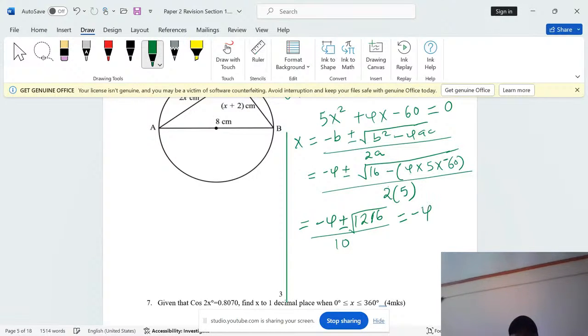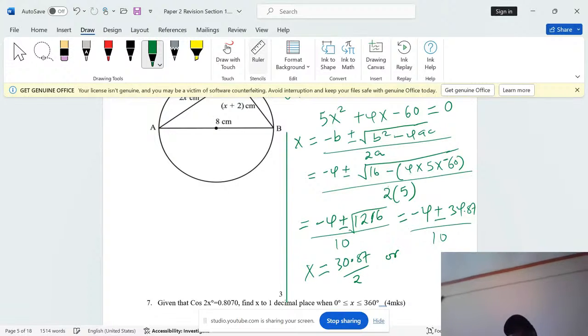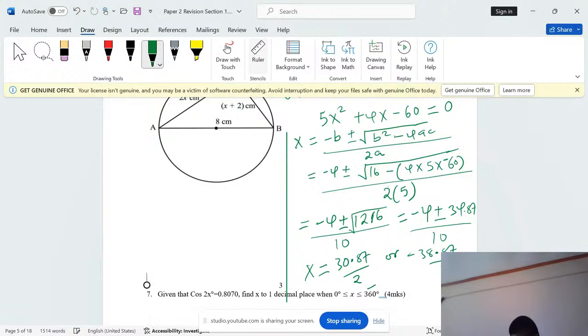Negative 4 plus or minus. Let me carry out the square root there. And that is giving me 34.87. Divide by 10. Therefore, the first value of x, when we follow the positive, is going to be 30.87 out of 2, or the other value of x will be negative 38.87 out of 2.